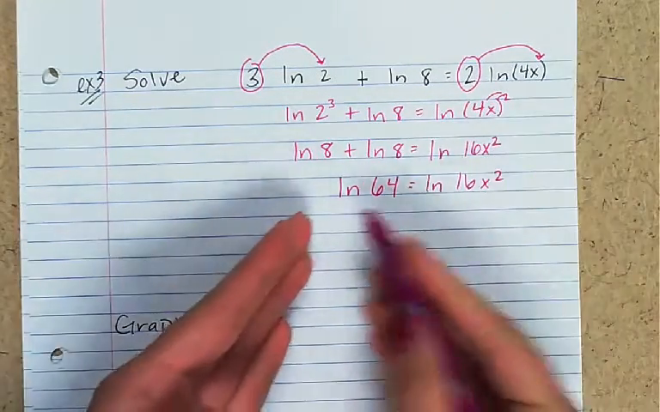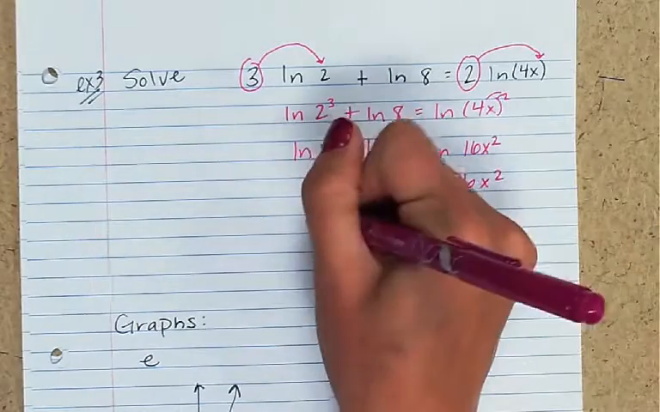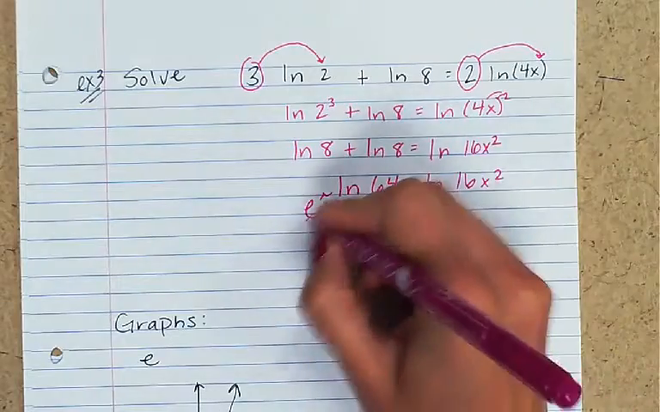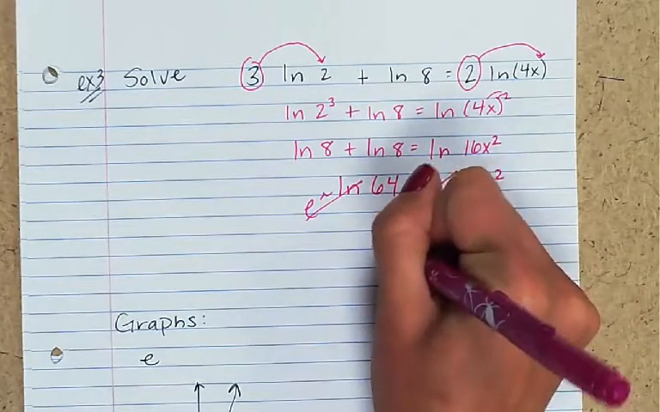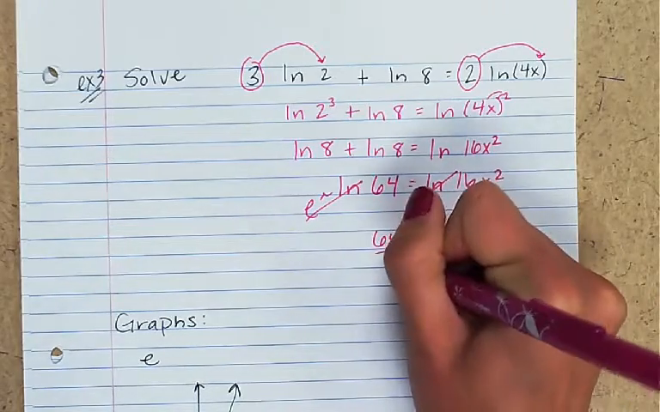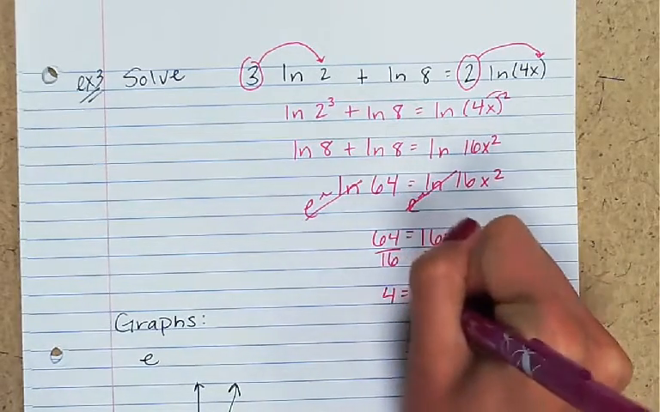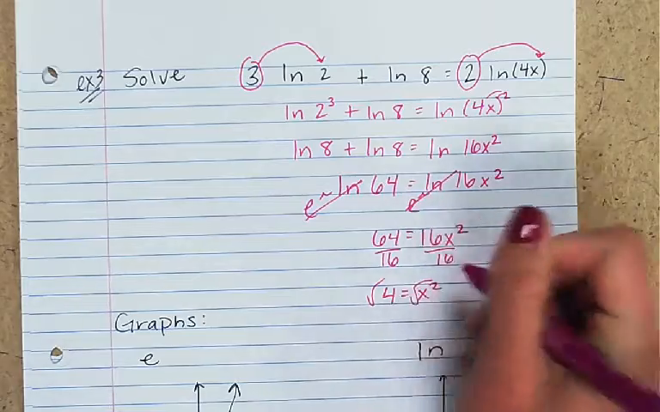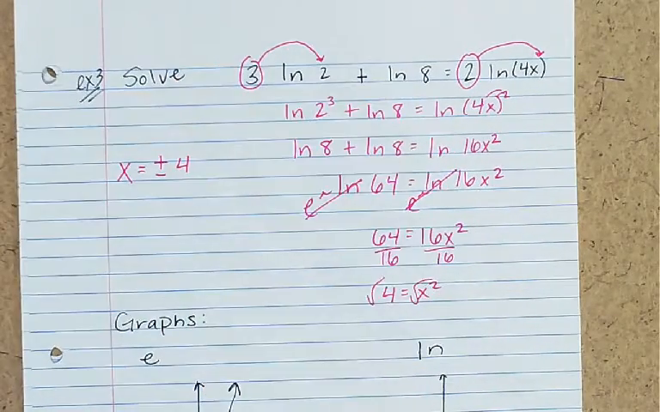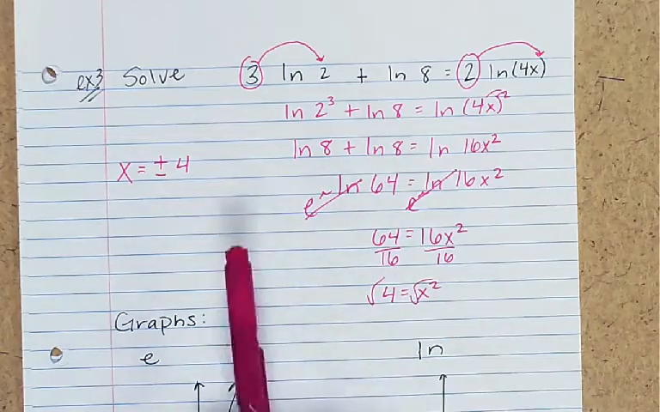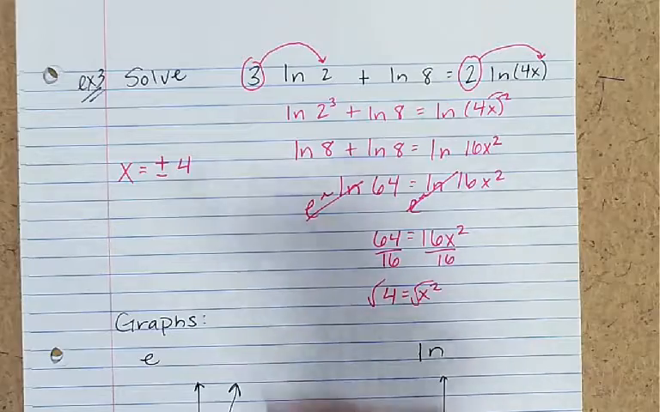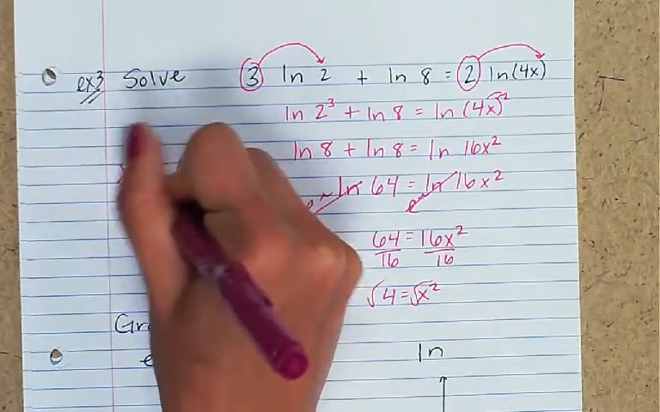And now that we have one natural log on either side, what we can do is use e. As long as you do it to both sides, you stay balanced. So that cancels and that cancels. And we get 64 equals 16x squared. Divide both sides by 16. And then square root. Remember that when you square root both sides of an equation, you should put a plus or minus in the front. But logs can never be negative. And if I were to plug in -4 right here, we'd have natural log of -16, and you can't do that. So our final answer is just the +4.